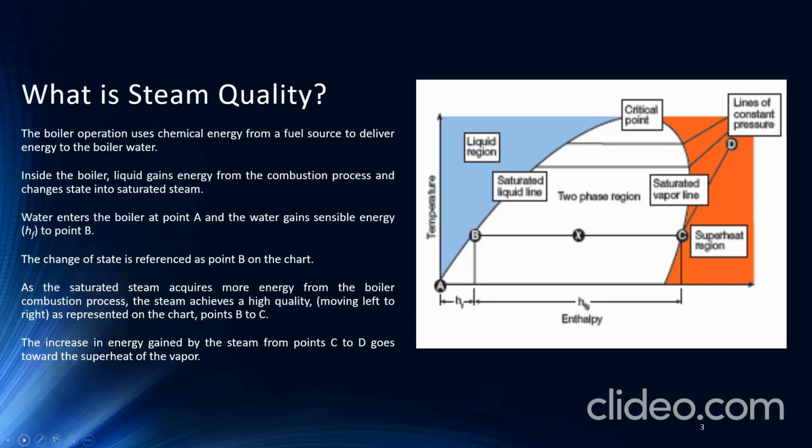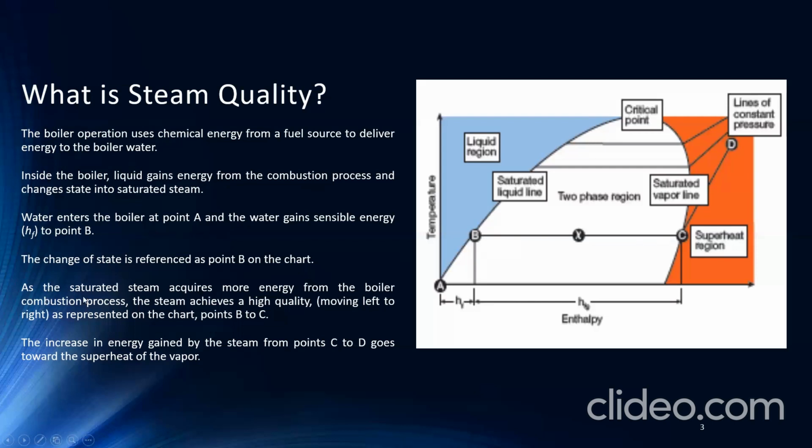The boiler operation uses chemical energy from a fuel source to deliver energy to the boiler water. Inside the boiler, liquid gains energy from the combustion process and changes state into saturated steam. Boiling. Water enters the boiler at point A, and the water gains sensible energy to point B, and the change of state is referenced as point B on the chart. So dito ang reference niya. Punta doon, mag-change of state na siya.